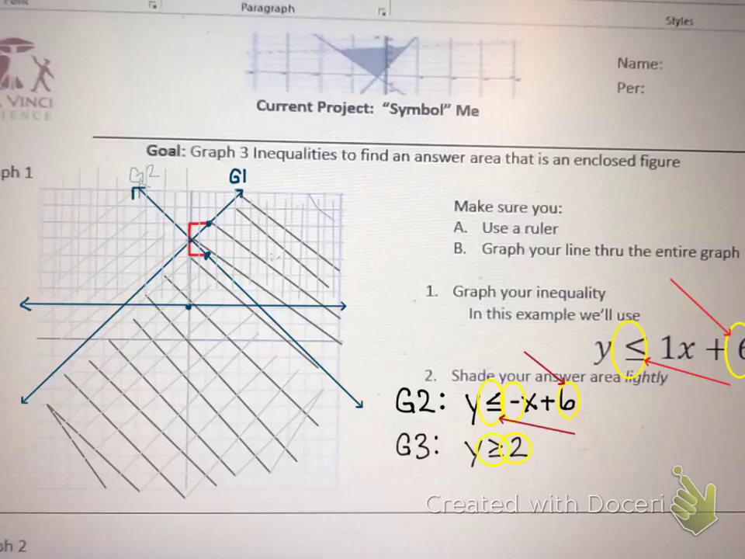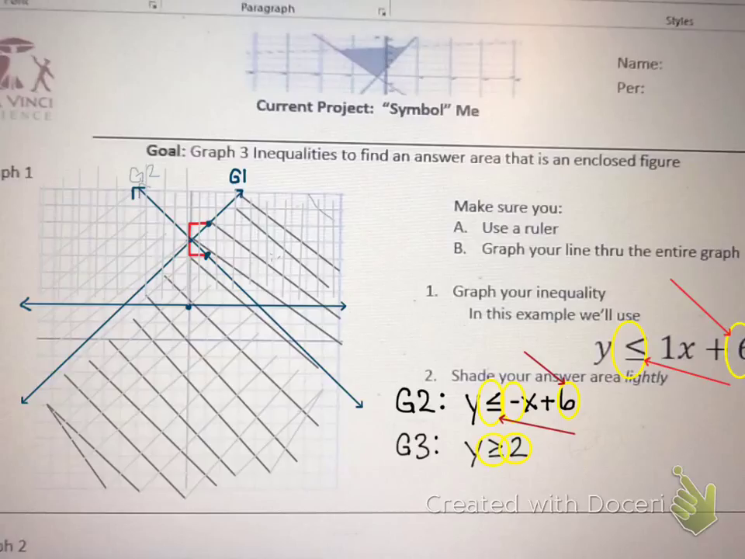Let's look at our inequality. y is greater than or equal to 2. So what are numbers greater than or equal to 2? 3, 4, 5, and 6, which would be above that intercept and above that line. So let's shade that. Oh, I did already. Sorry, hold on. Bam. So that's all shaded.